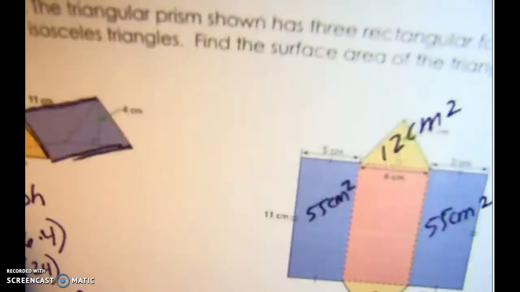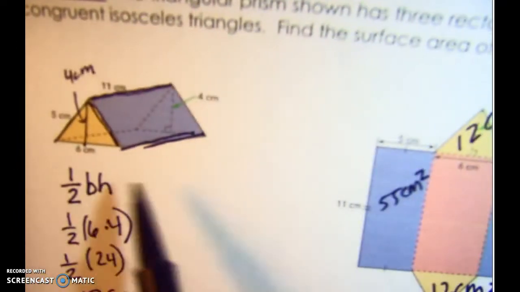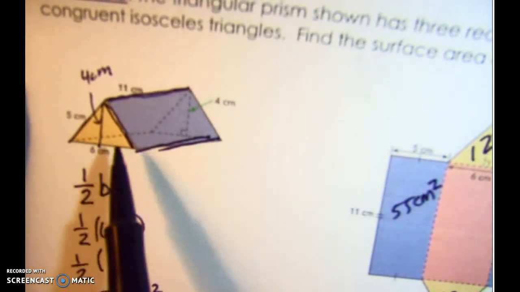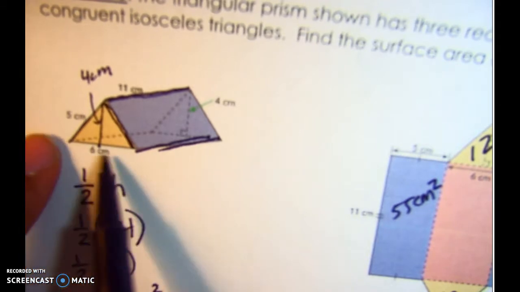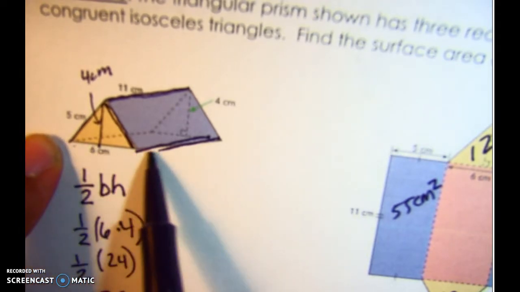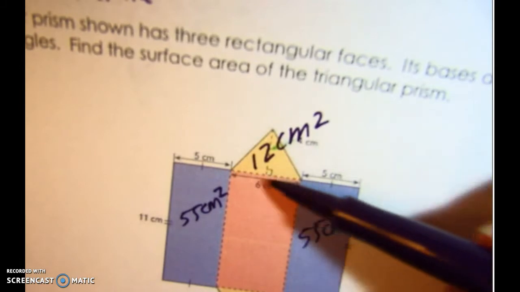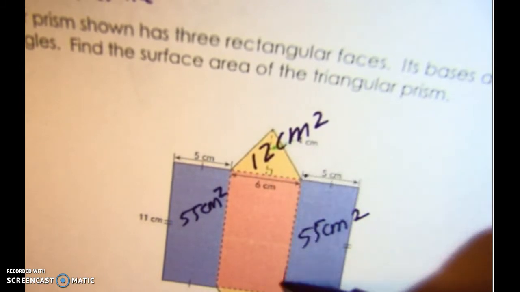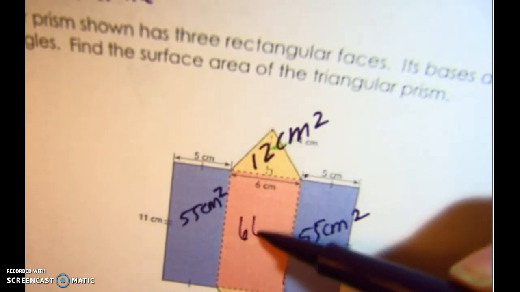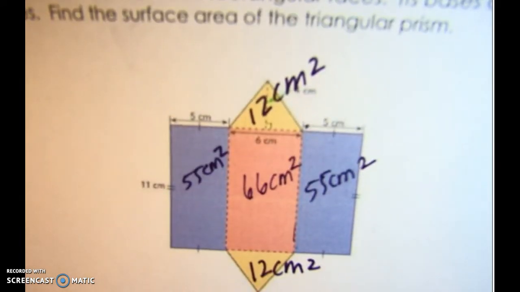The one in the middle is a little bit different. It's not a 5 by 11. You remember the bottom of the triangle here was 6. Well, this is 6 by 11. And you can see it here, 6 by 11. So if it's 6 by 11, it's going to be 66 centimeters squared. So now we have the area of all the surfaces.